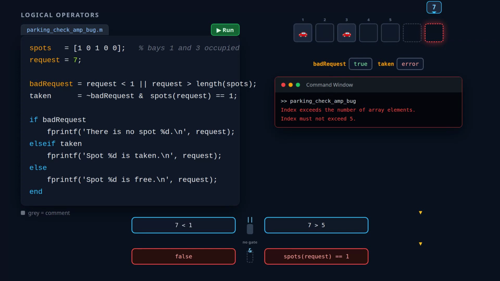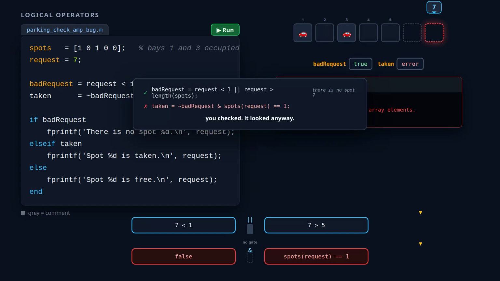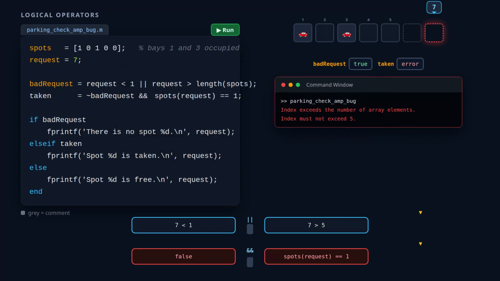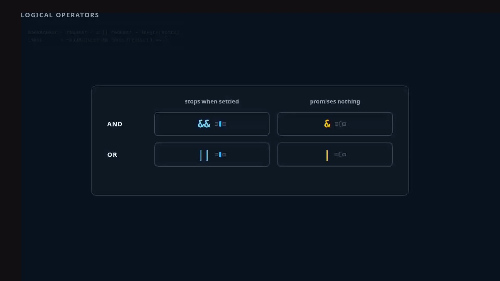The line above had already worked out that there is no spot 7. badRequest is true. ~badRequest is false. The answer was settled before MATLAB ever reached that ampersand, and it went and looked in spot 7 anyway. Your guard didn't guard, and you'll swear you checked for that. Put the ampersand back.